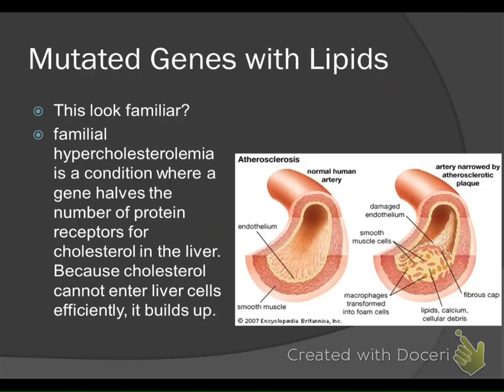It's where the genes that are supposed to create receptors in the liver, remember I said yesterday that the liver is responsible for digesting out the fat? It literally lacks the spots to pull the fat out, so it starts to build up in your arteries and veins. It can cause you a heart attack.